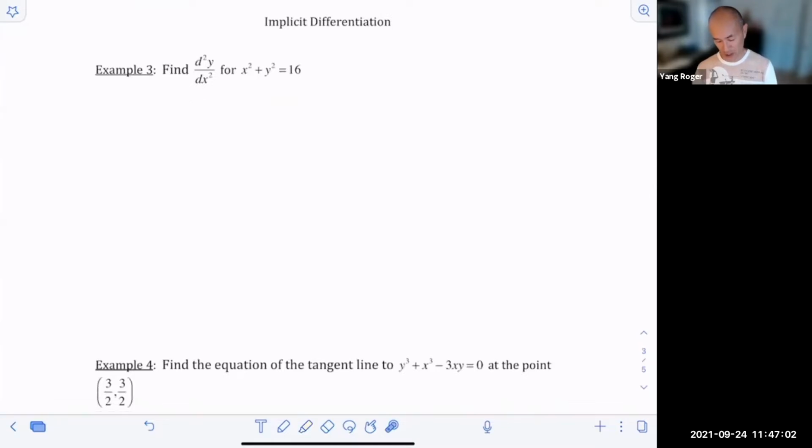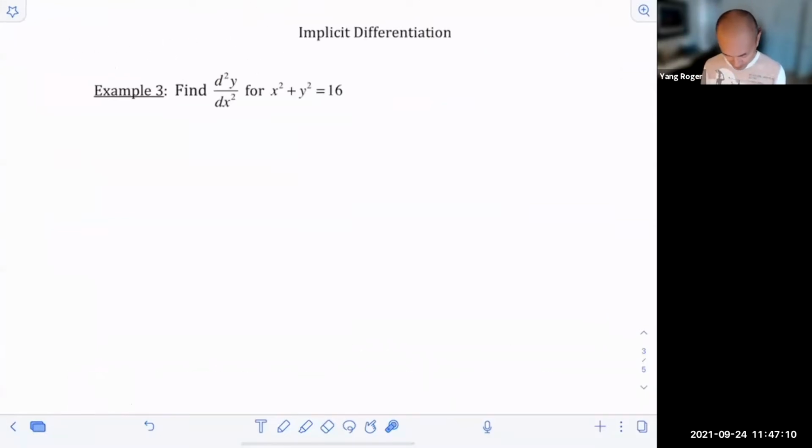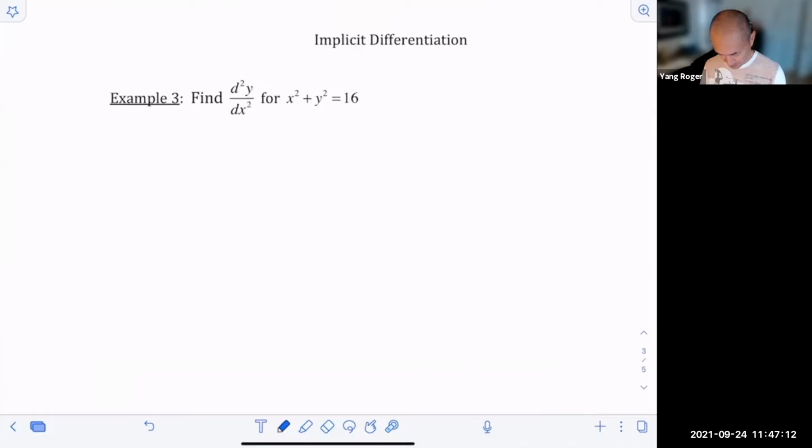So let's make sure we're all on the same page. Do you guys know what this symbol here means? What does this symbol here mean? That's right, Aisha. It means the second derivative.